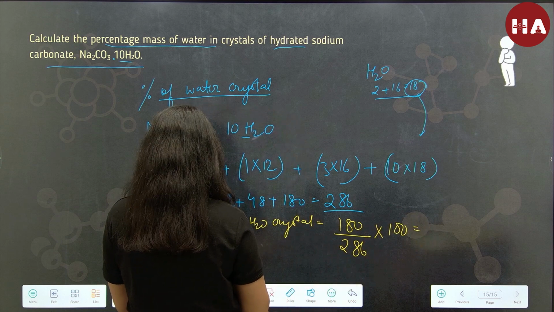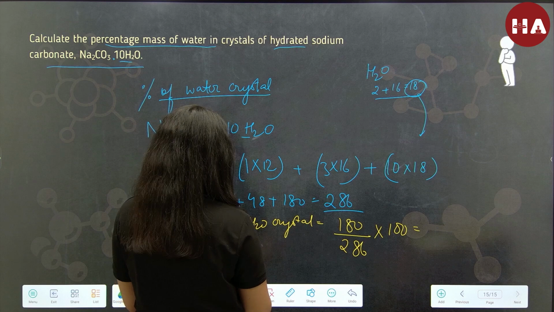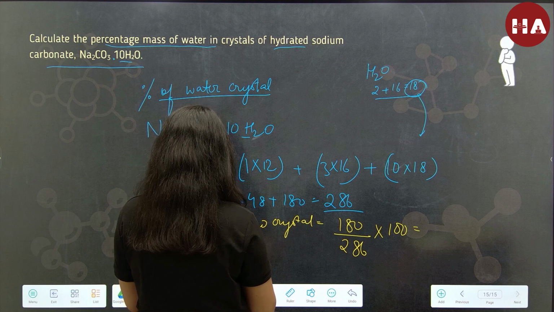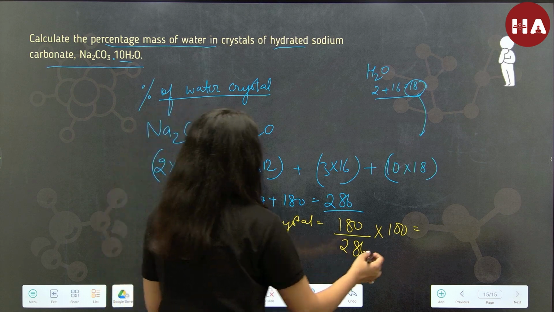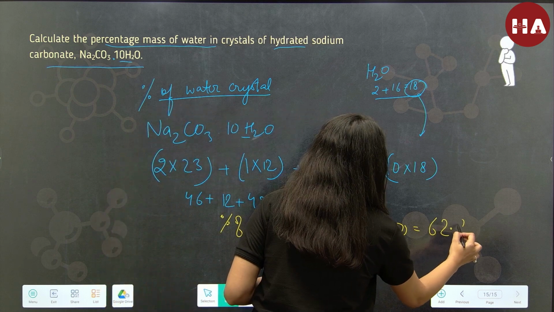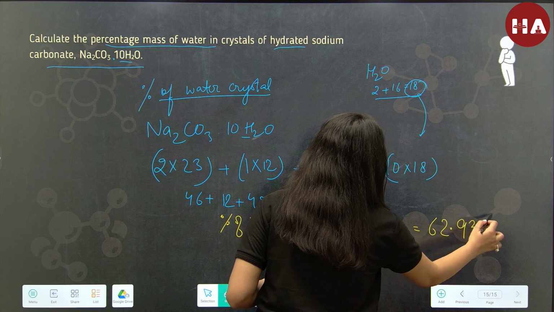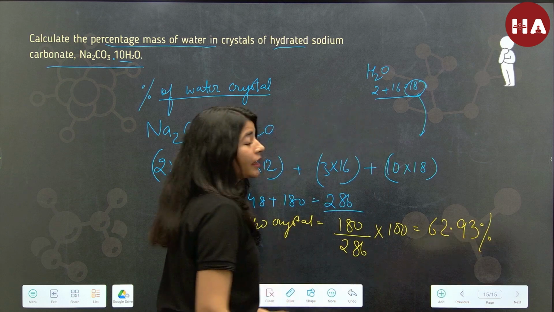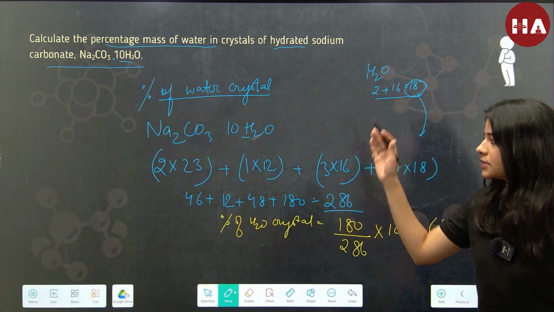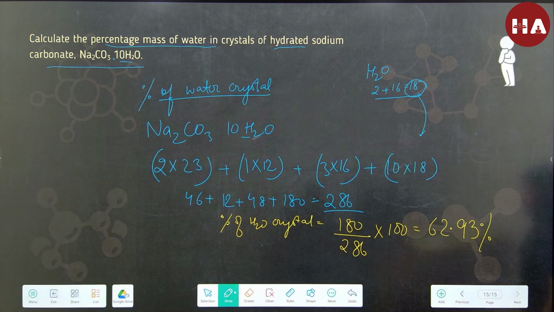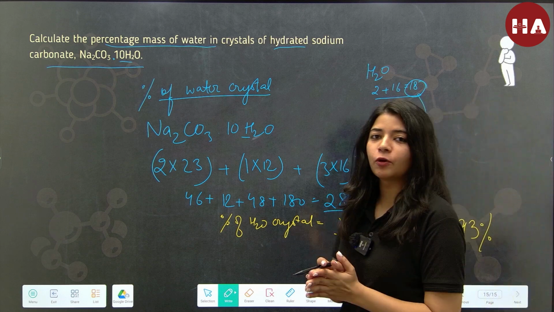So 180 divided by 286 times 100 will give you 62.93%, or you can also write it as 63%. So quickly take a minute and note this down. I hope you have noted this down.